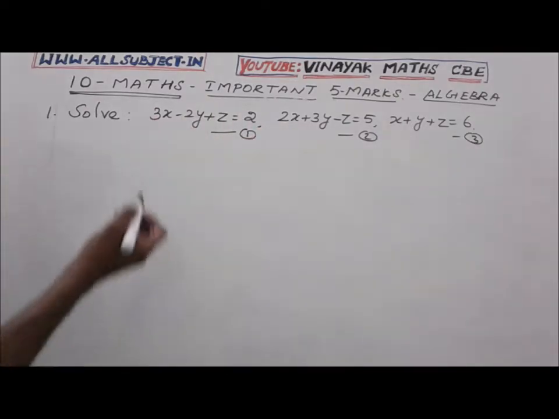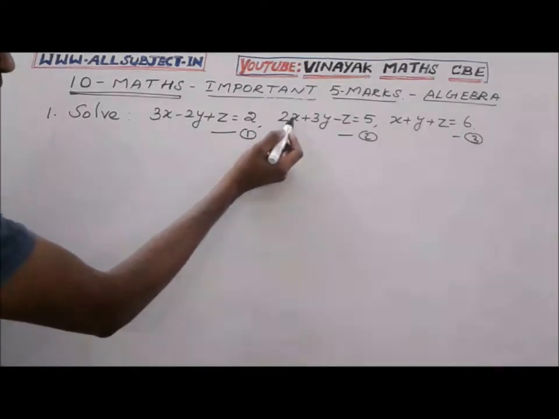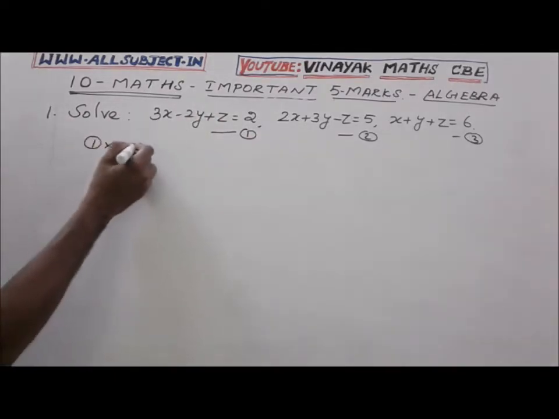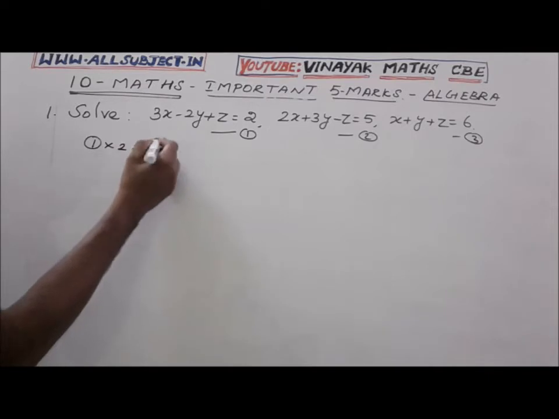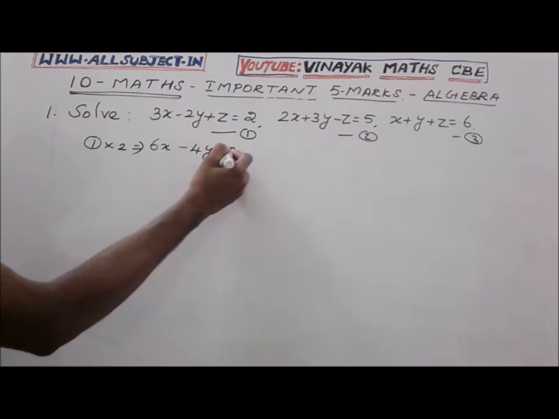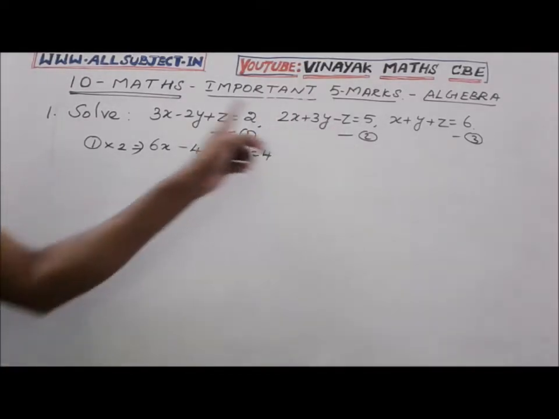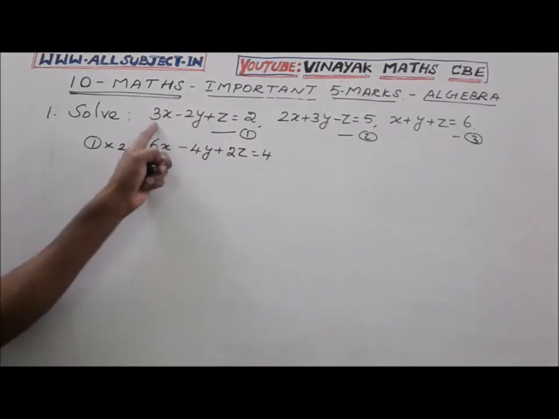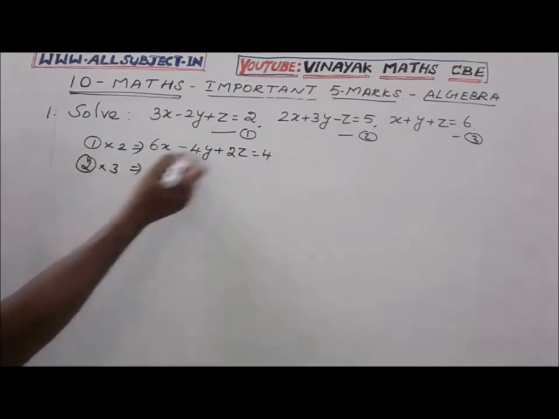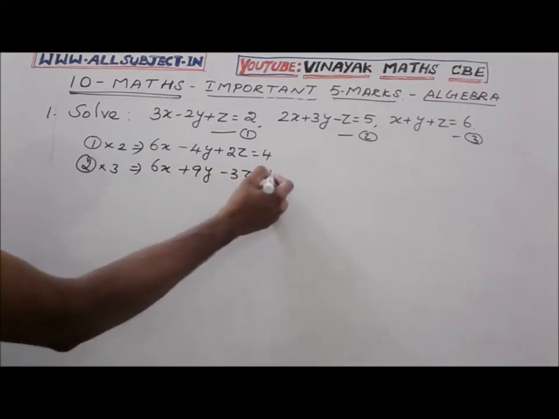So multiply the first equation by the coefficient of x in the second equation, which is 2. So equation 1 into 2 gives 6x minus 4y plus 2z equal to 4. Then multiply the second equation by the coefficient of x in the first equation, that is 3. So equation 2 into 3 gives 6x plus 9y minus 3z equal to 15.